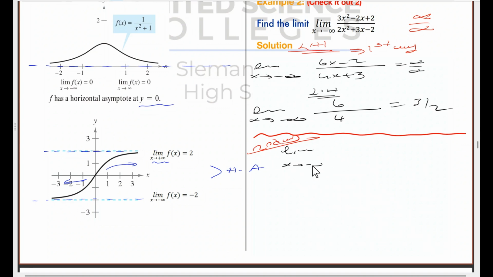Limit as x approaches negative infinity of, divide everything by the highest power of x, which is x squared in the denominator. 3x squared over x squared minus 2x over x squared plus 2 over x squared. Do the same for the bottom: 2x squared over x squared plus 3x over x squared minus 2 over x squared. Now distribute the limit.